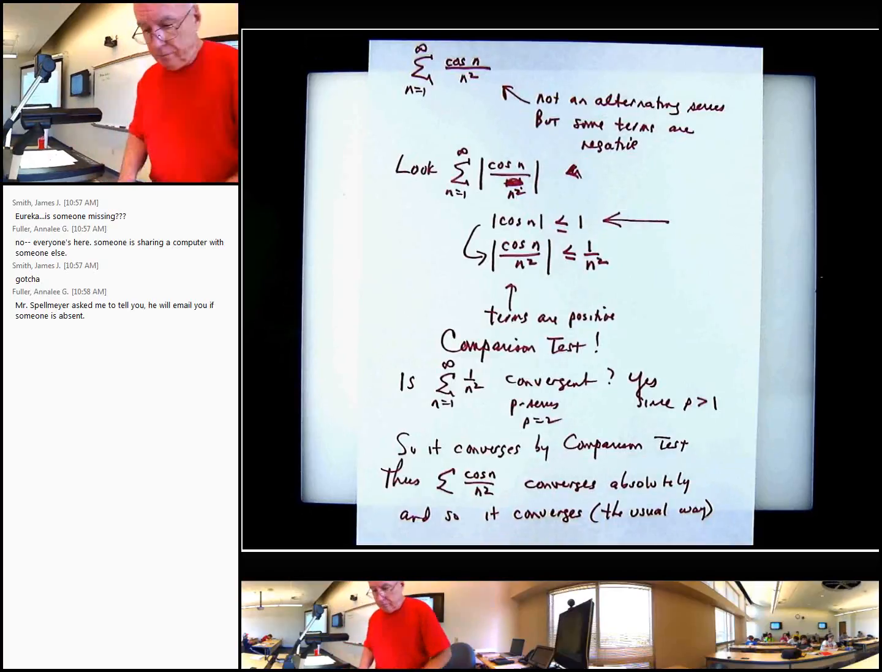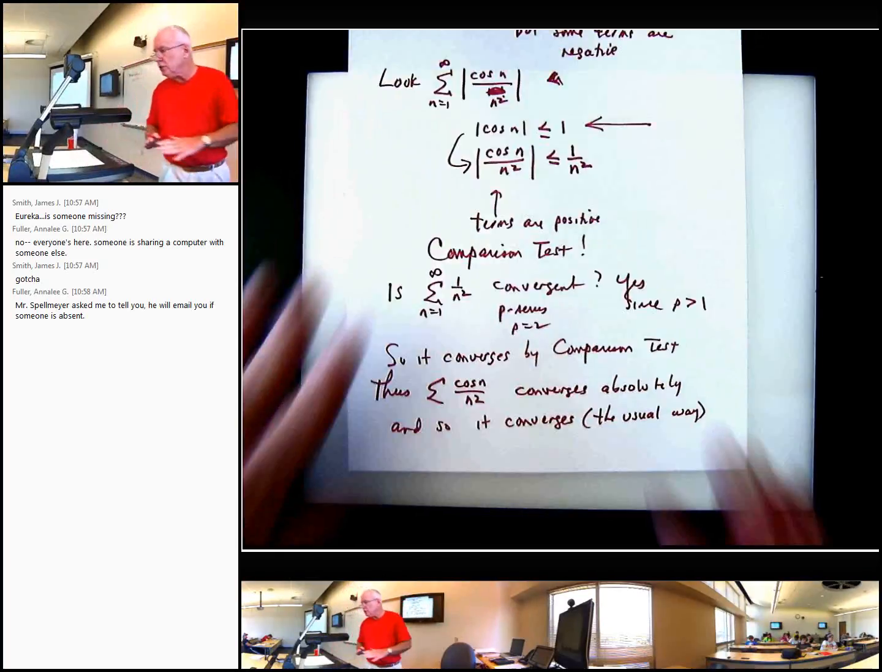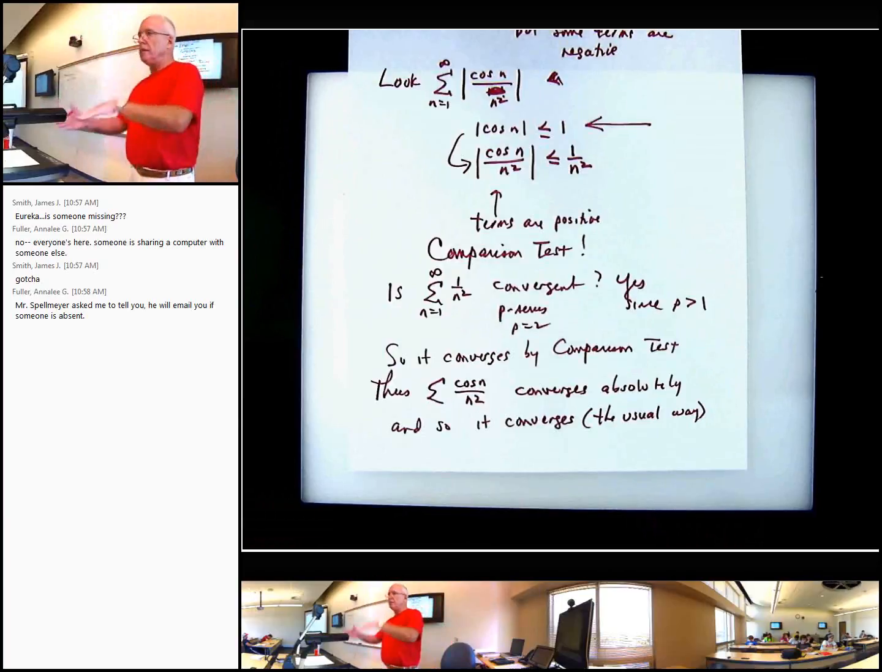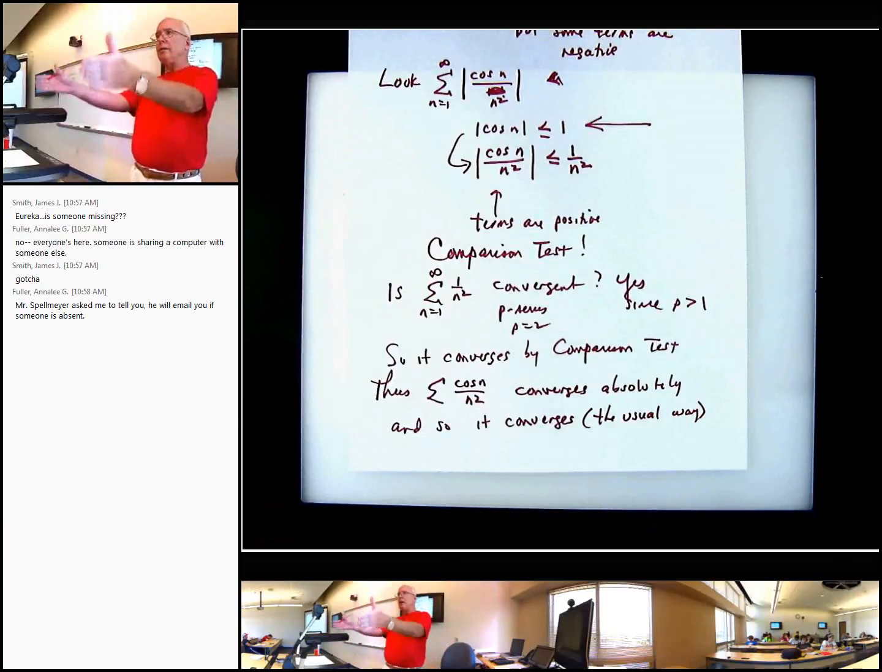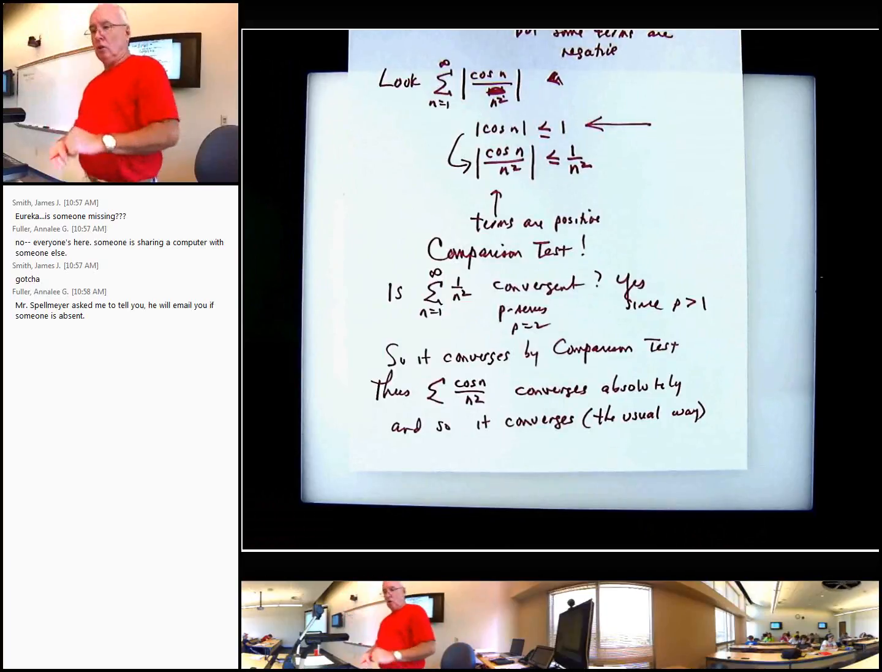All right. So that, and you'll see something like this at some point in time. That's a good thing to do if you have some positive, some negative. Let's look at the absolute values of it, see if we can compare it to something, and go from there.